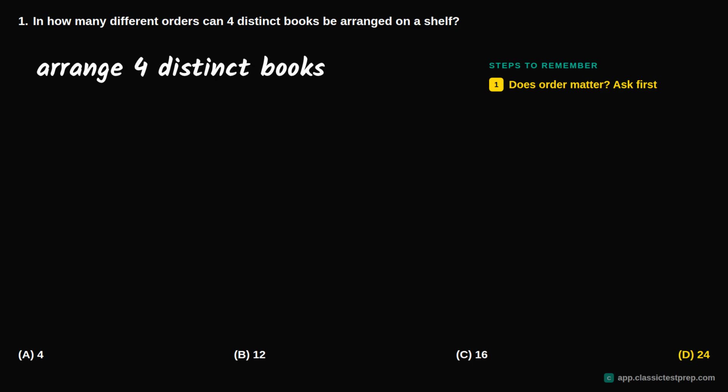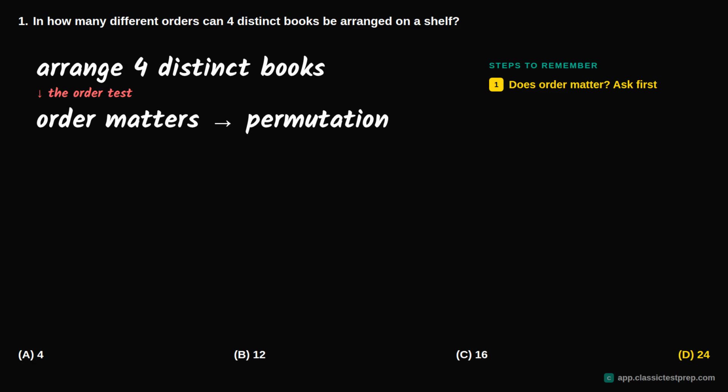Here's step 1, the question we always ask for a counting problem. Does the order of the objects matter? This question tells us yes. So this is a permutation question. Combination questions don't care what the order of the 4 books would be.